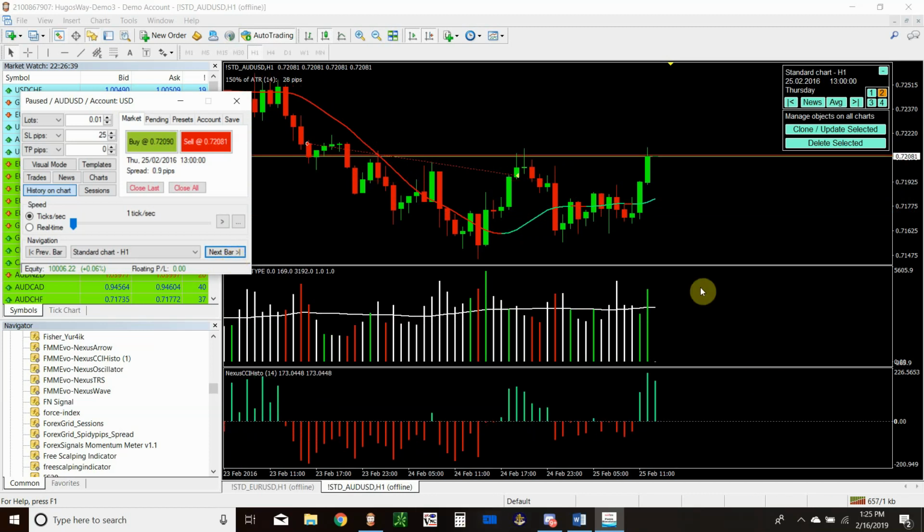Okay, so here we go. We've got another buy signal here. We've got green on the HMA. We've got green above our moving average on the Hawkeye, and then we've got green on the CCI. So let's see. It looks like our stop loss here is going to be 28 pips. And we'll go ahead and buy.